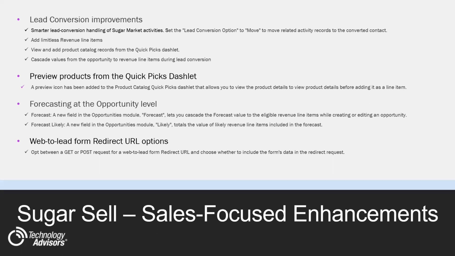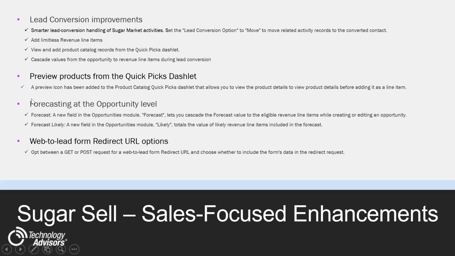You can filter values directly from opportunity to the revenue line items during lead conversion. And there is a smarter lead conversion handling of Sugar Market customers that allows you to set the lead conversion option so you can automatically move all related activity records to the converted contact in Sugar Sell. For the product catalog quick picks dashlet, there is a preview icon added there, so that allows you to view the product details before adding that in as a line item.